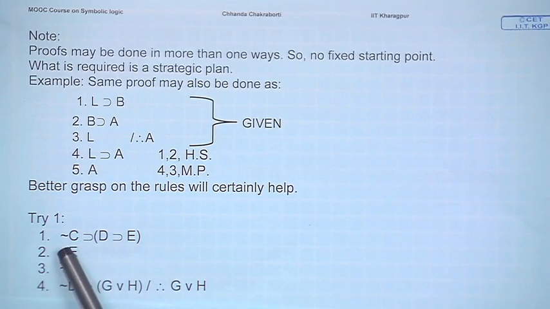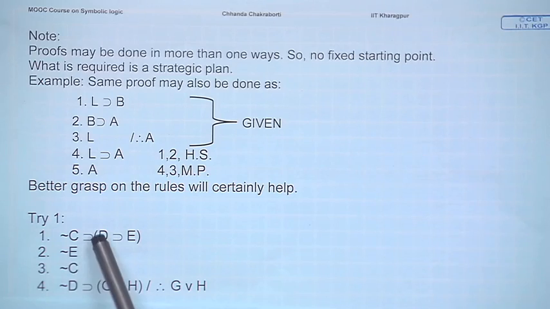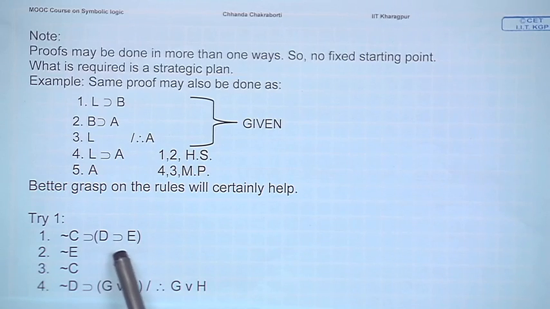So, therefore, we need to think about what to do about this tilde C. Well, we find that 1 and 3 combined, tilde C is already given. So, modus ponens will help you to get the D horseshoe E out as a standalone statement, correct. Once you have that, you can plug in tilde E, use modus tollens to get not D. The moment you get not D, you can get G wedge H.